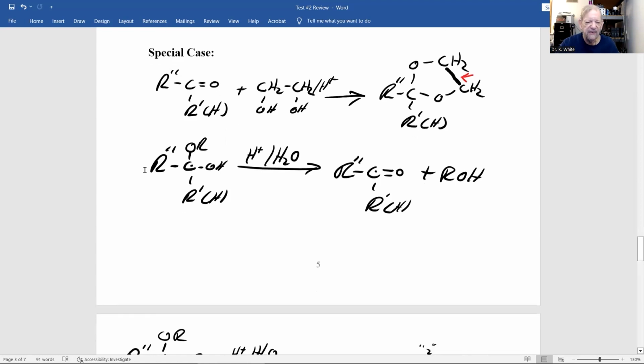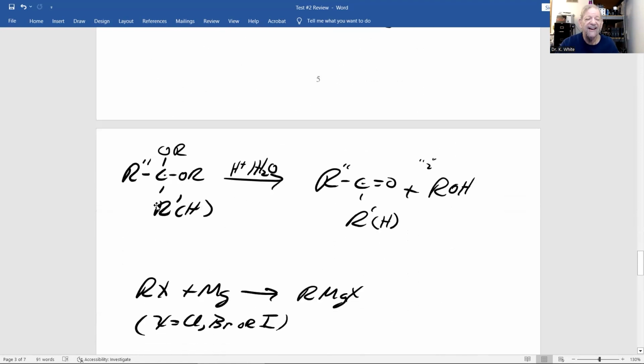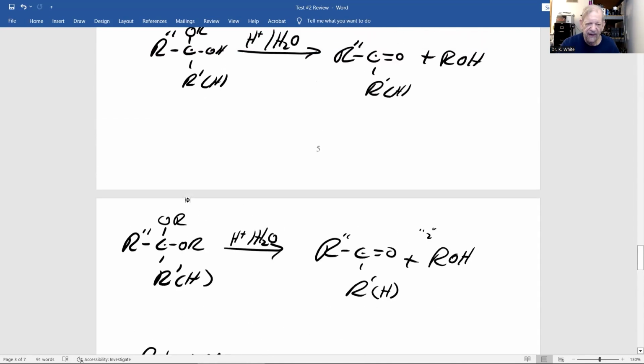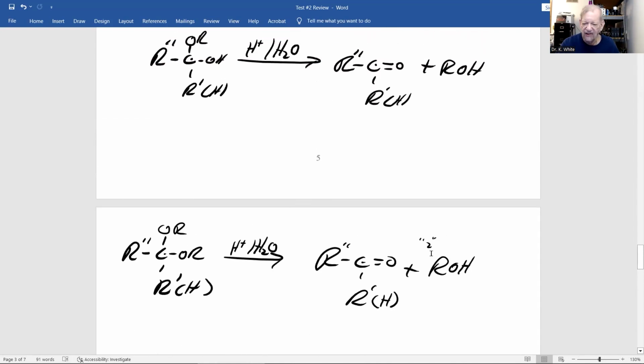All right. Now, if you have an acetal or ketal, it undergoes the same reaction. Acid and water, you get back the aldehyde or ketone plus the alcohol you could have used to make that acetal or ketal.